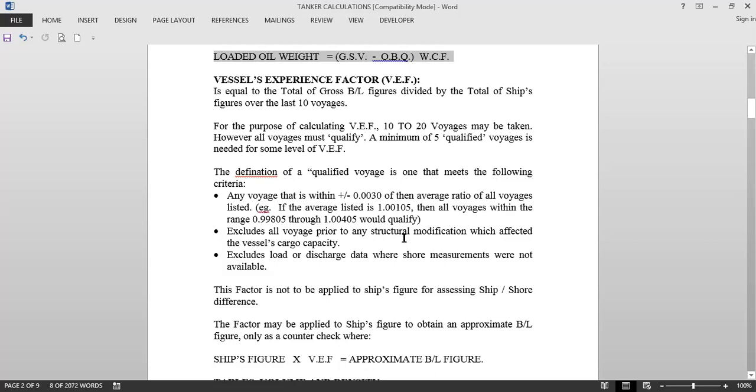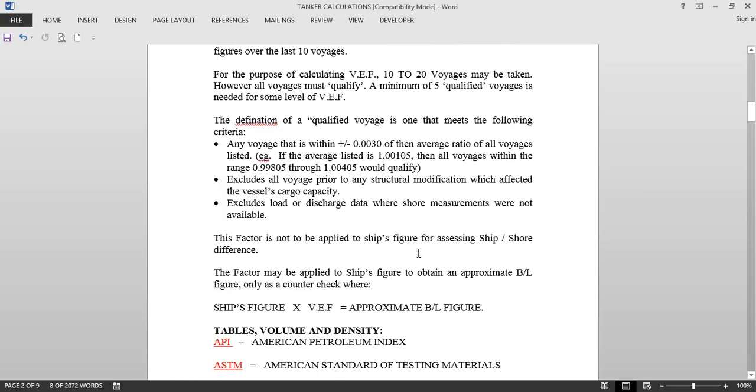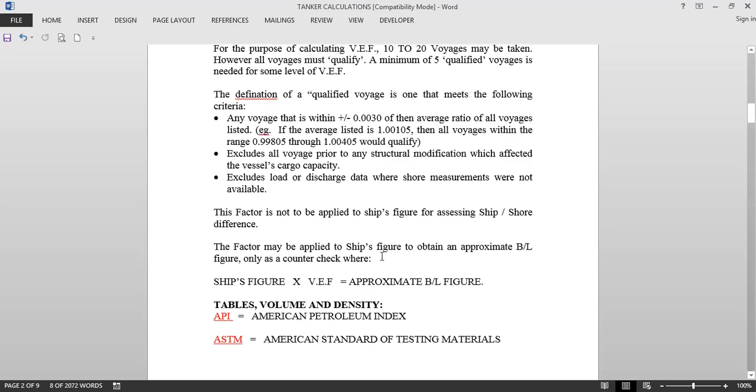Excludes load or discharge data where shore measurements were not available. This factor is not to be applied to ship's figure for assessing ship-shore difference. The factor may be applied to ship's figures to obtain an approximate bill of lading figure only as a counter check, and ship's figure into vessel experience factor gives an approximate bill of lading figure. That is why the bill of lading figure is always calculated based on the shore figures. It is never based on the ship's figures.